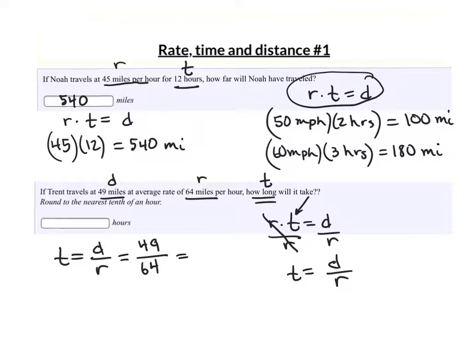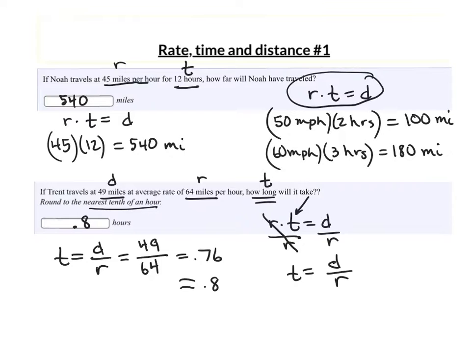Now, we're going to round to the nearest tenth of an hour, so we're not involving minutes in this, everything is in hours. But we'll take 49 divided by 64, and that is 0.76. Now that's not the answer, because we're going to round to the nearest tenth of an hour, so that's about 0.8. So 0.8 hours is our answer.